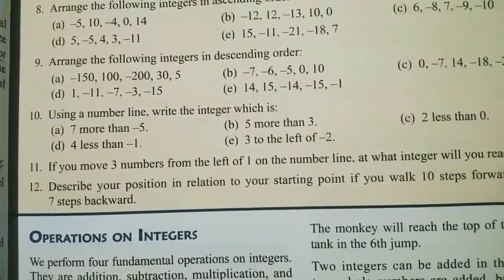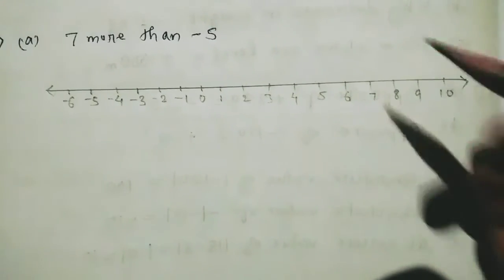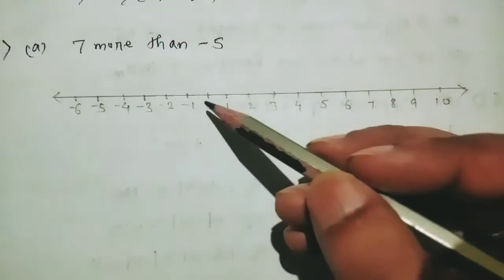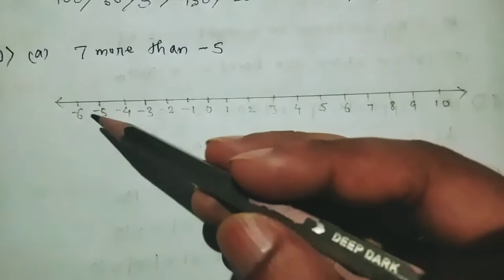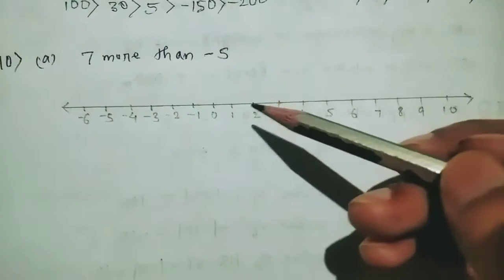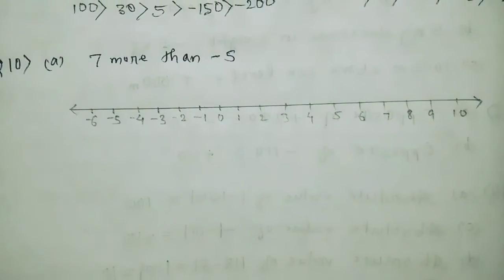So let's do it. Students, you can see this is the number line. I have plotted 0, minus 1, minus 2, minus 3, minus 4, minus 5, minus 6, and on this side 1, 2, 3, 4, 5, 6 up to 10 I have plotted.